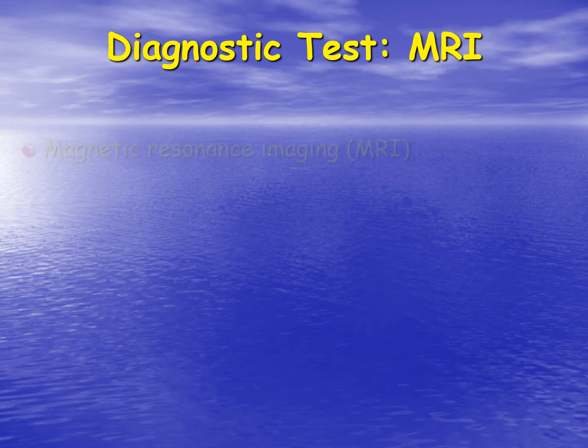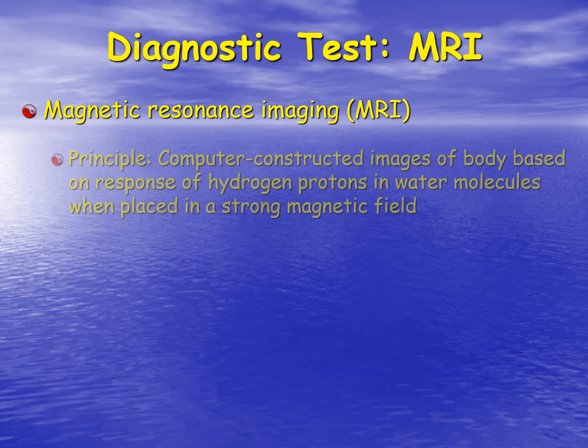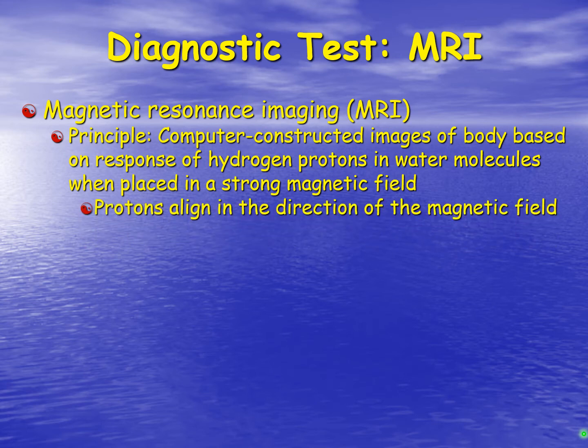Now, MRI. MRI is magnetic resonance imaging. Instead of using X-rays, what we're going to use is a magnetic field. And the principle is that, again, a computer will construct images of the body based upon responses of hydrogen protons in the water of the body when placed in a strong magnetic field. If you remember, hydrogen protons are positively charged. And so in the body, they will actually align in such a way that the MRI machine will create this image based upon these hydrogen protons actually aligning within the fields of the body.